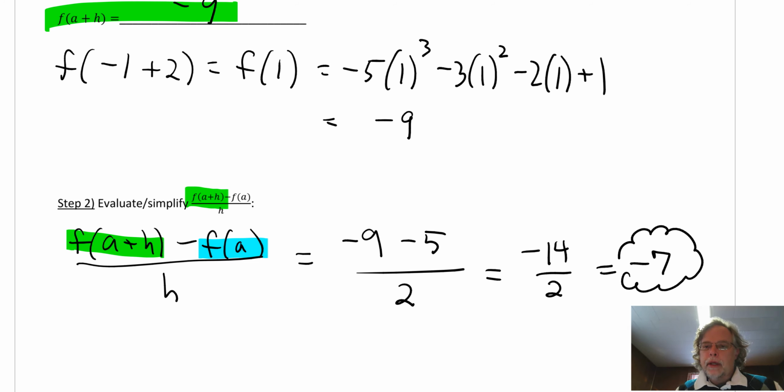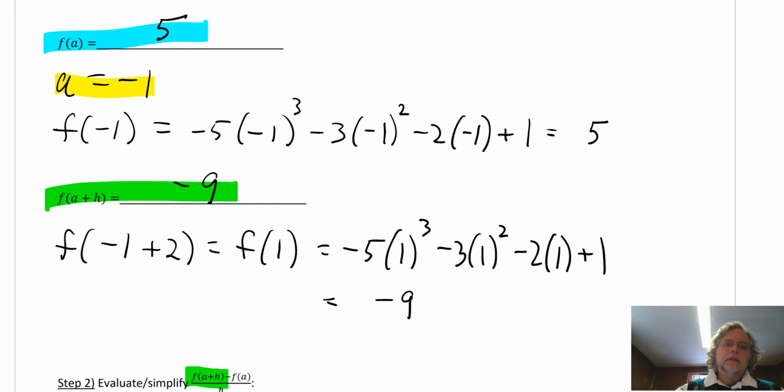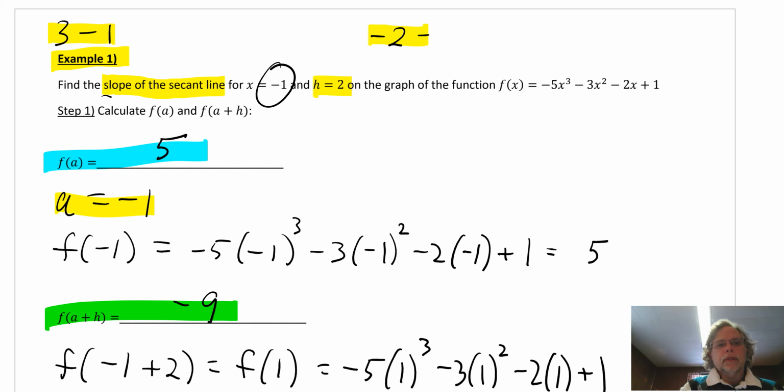So -7 is the answer to the question, what is the slope of the secant line for x equal to -1 and h equal to 2 on the graph of this function? And that's it for this example. We're done with this example, but I want to show you this on a graph, the graph of this function f of x and the secant line on it, so it all fits together.